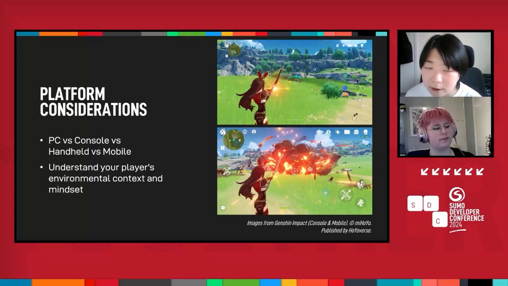It's important to define your players and to understand how the game fits into their lives. This can help you know what information you need to prioritize for each platform. On the example on the right, Genshin Impact, you can see that the HUD layout has slightly changed due to these considerations. The top screenshot shows the console version, and you can see that they show the player's entire party, and they show all the button prompts. Versus in mobile, they've instead prioritized the mobile controls, and they've made a lot of the icons a lot bigger to make them more tappable for mobile users. Yeah.